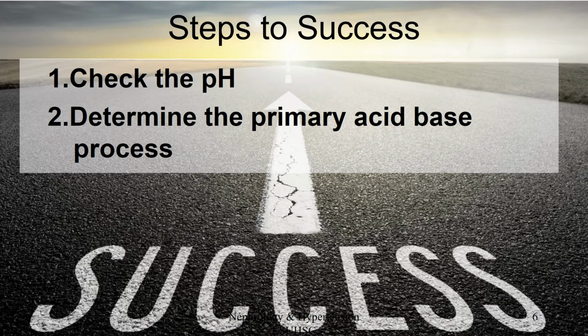So the first thing that you need to do is to look at the pH. Just looking at the pH is very simply going to tell you what is the primary state of blood. If the pH is more than 7.45, then you have an alkalemia. If the pH is less than 7.35, then you've got an acidemia.